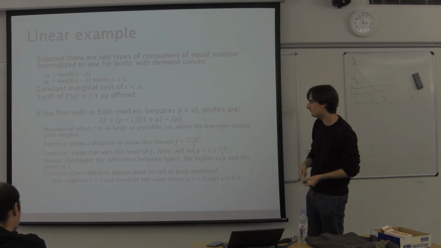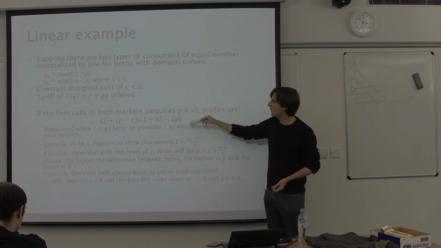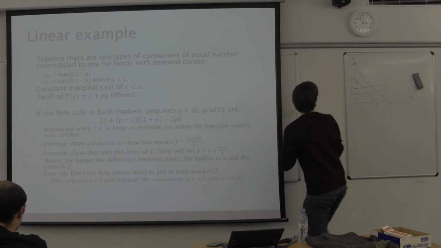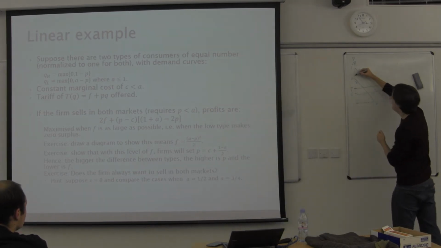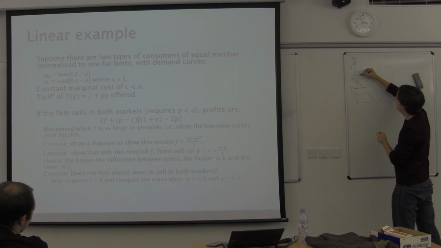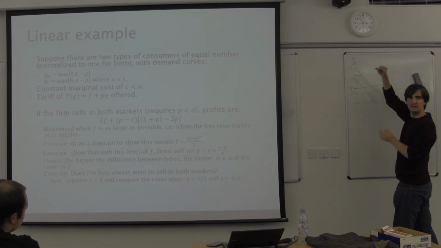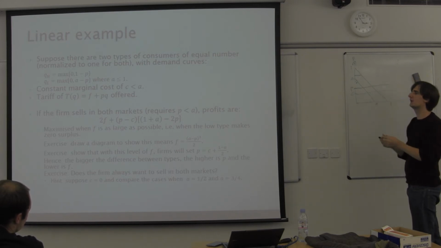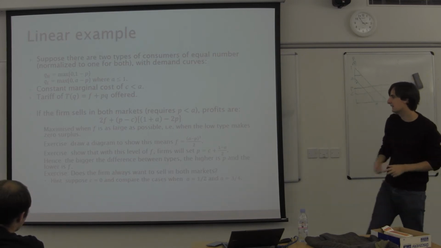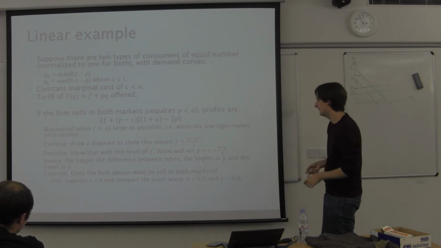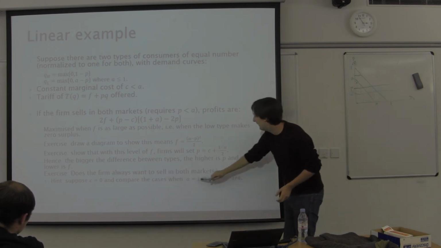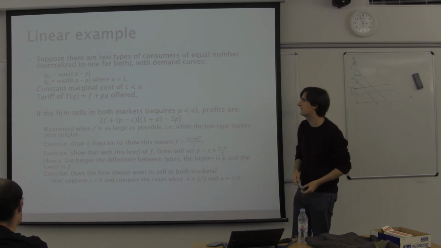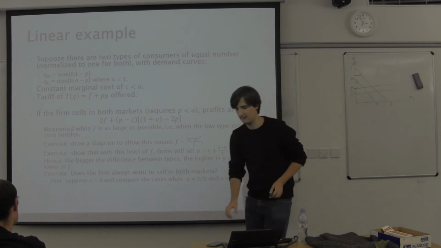But it's not necessarily always true that the firm will want to sell in both markets here. The firm might like to choose a price above A, so a price up here somewhere, at which point the low value consumers won't demand any units of the good at all. And there's an exercise here, which is to compare two cases and see if the firm does want to sell in both markets at those different values.